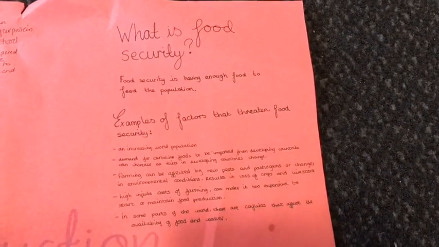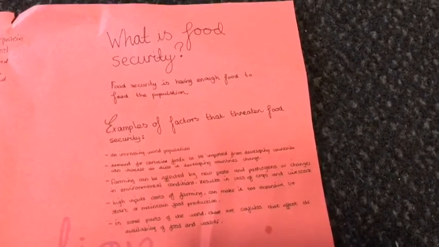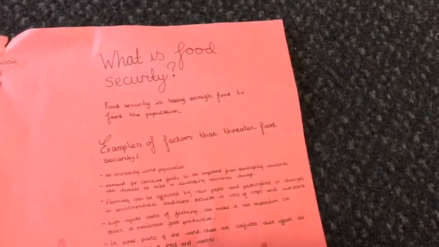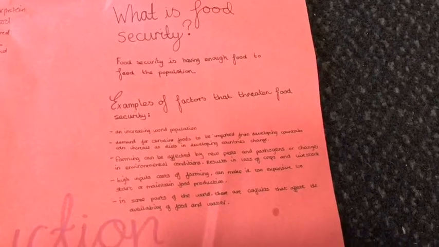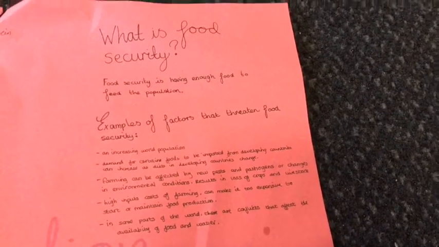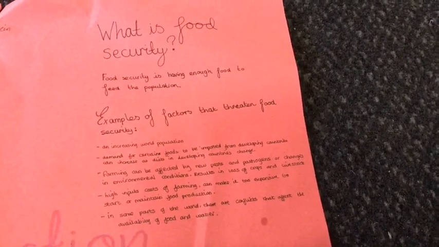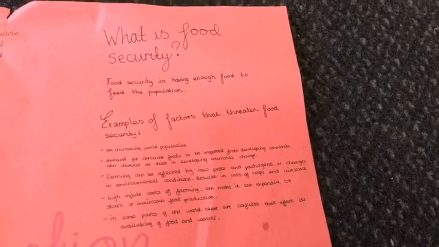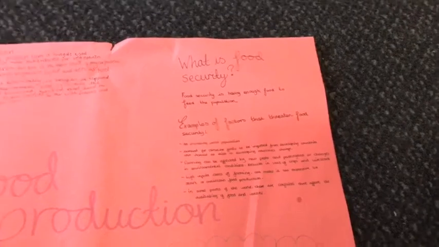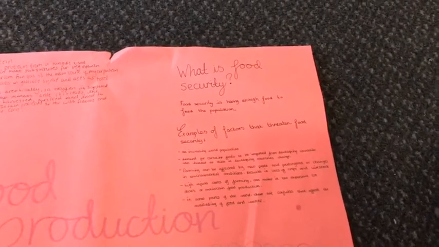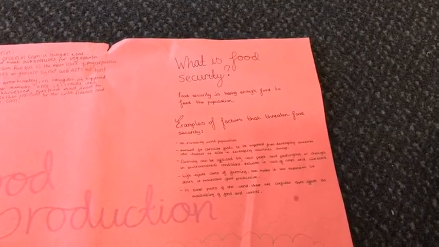What is food security? Food security is having enough food to feed the population. Examples of factors that threaten food security: an increasing world population, and demand for certain foods to be imported from developing countries, which increases as diets in developing countries change.